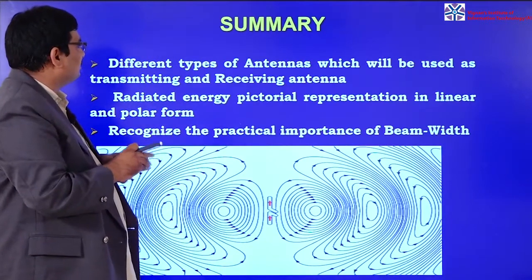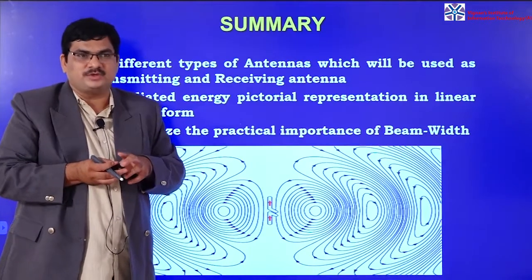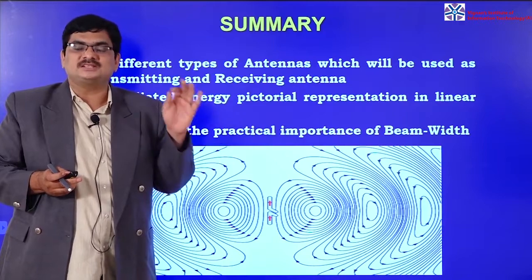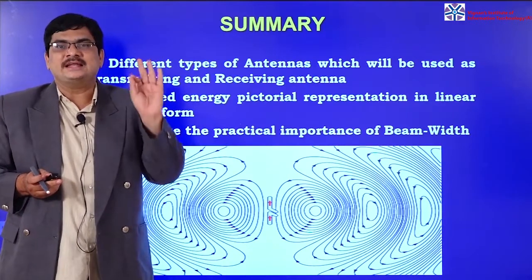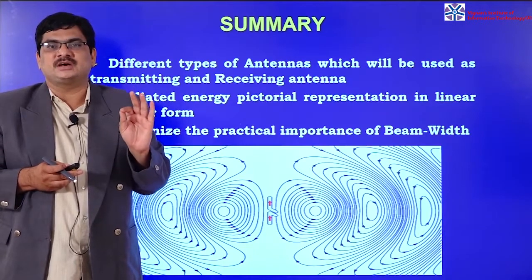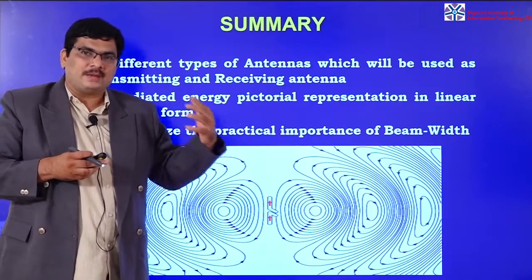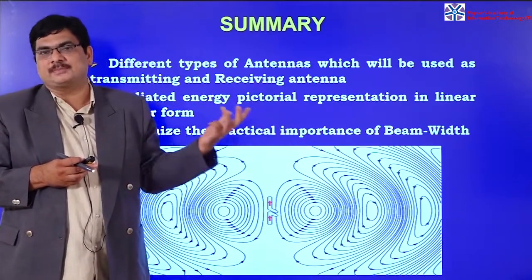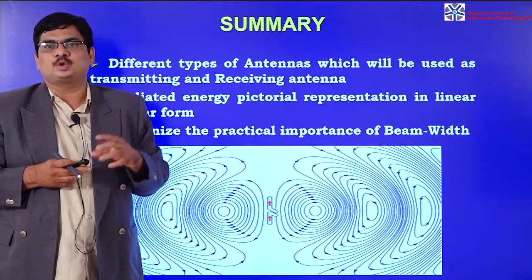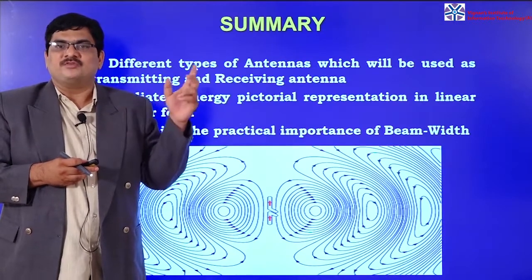The summary of this entire topic: what is the radiation pattern? If you want to see the antenna performance, you should know it from the radiation pattern. The radiation pattern is a graphical representation of your antenna performance. There are many parameters associated with the radiation pattern. One of the important parameters is beam width. There are two types of beam widths: half power beam width and the Fresnel beam width.